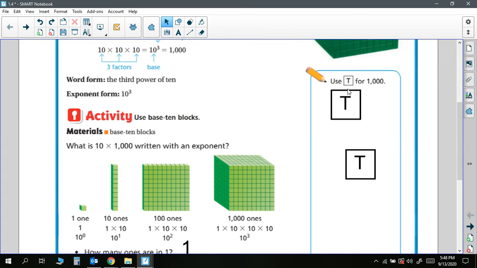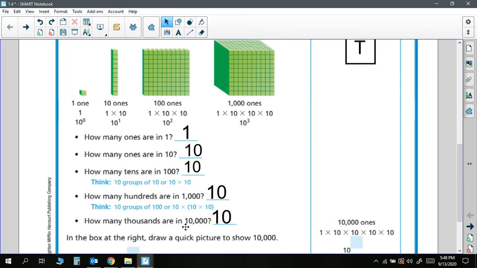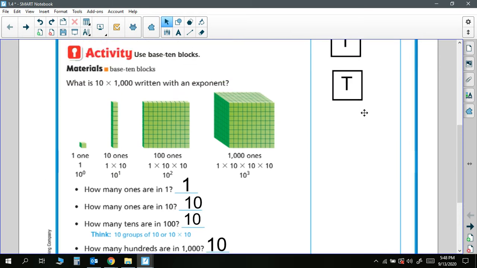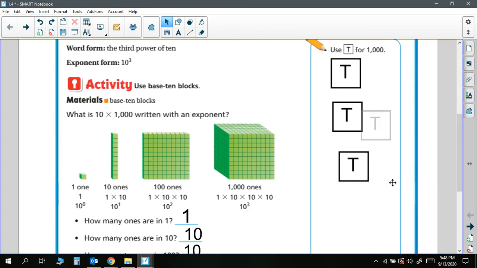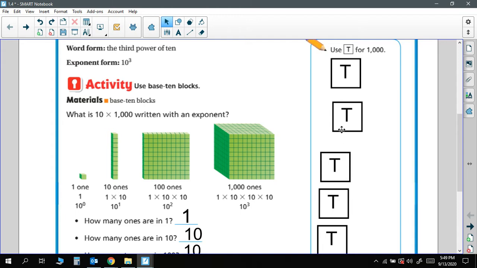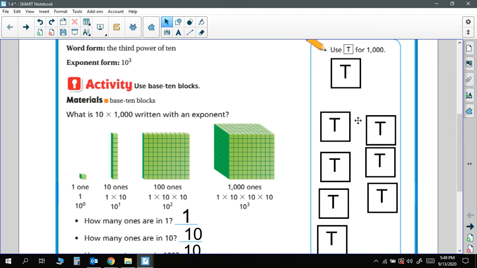Because what we're going to do here, guys, is we're using T for 1,000. So we just said, now we want to know how many thousands are in 10,000. So we said 10. So how many boxes are we going to draw? That's right. We're going to draw 10. So go ahead and do that. I'll move these over so I keep it on the screen for you. So 1, 2, 3, 4, 5, 6, 7, 8, 9, 10. Go ahead and draw your boxes.